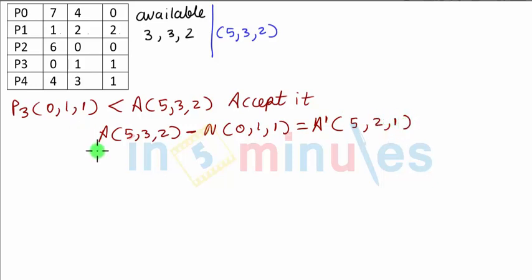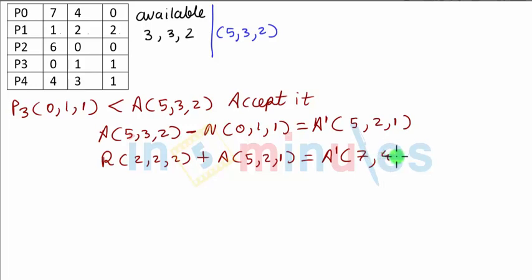5,2,1. After P3 gets over, it releases resources, which are the total resources that were allocated to P3. Those 2,2,2 will be added to the earlier available of 5,2,1, which combined gives the new available, 7,4,3. So available again becomes 7,4,3. Going further with the next one, P4.